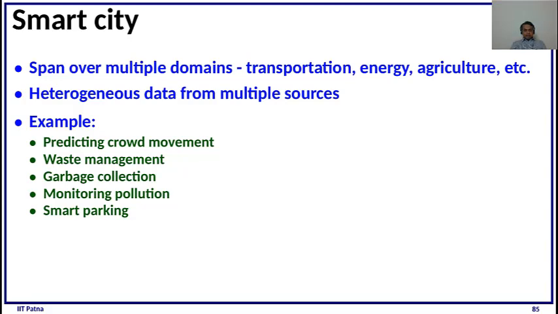Now here I have listed a few possible applications in a smart city. Like, I want to predict the crowd movement. In a busy road, a busy bus stand or a rail station, the people will be moving in a particular manner, because in the beginning of the office hours, the flow will be in a particular direction. When the office hours are over, the flow of the crowd will be in another direction. This is a very simple thing, but there can be other kinds of patterns also. So how can we predict the crowd movement at different times of the day, and manage transportation in the city in a more efficient manner?